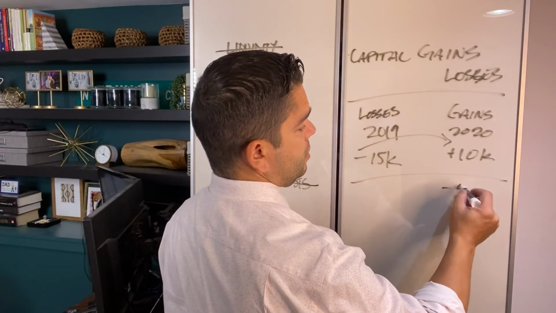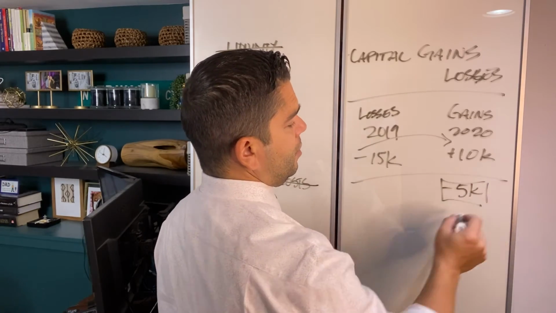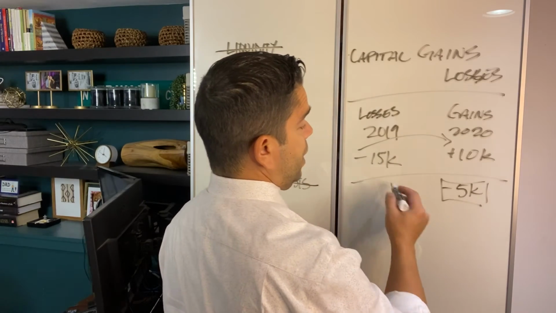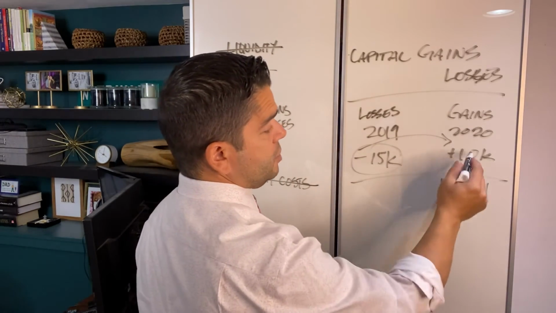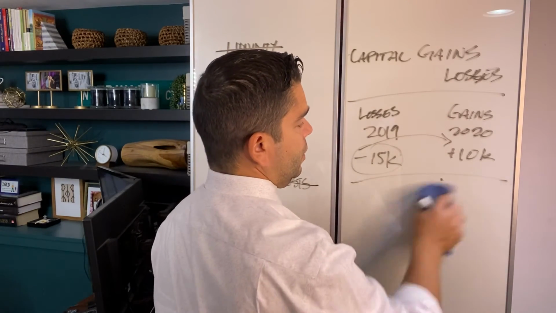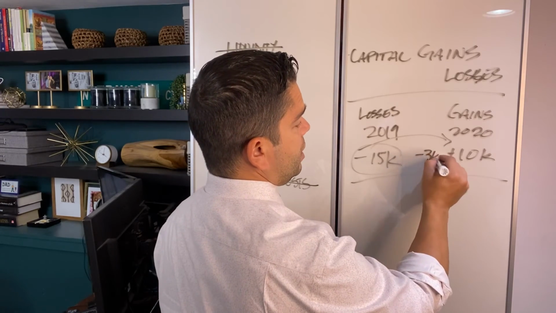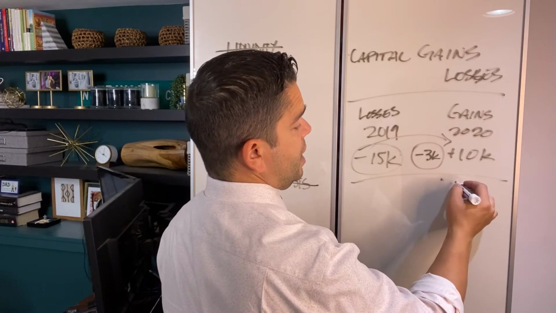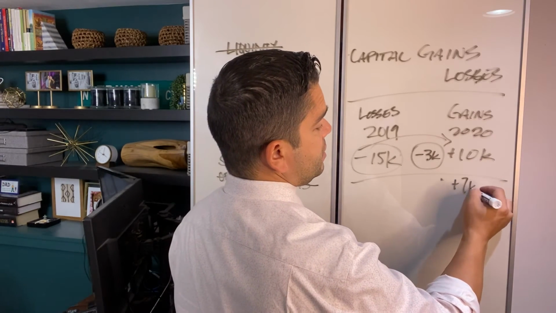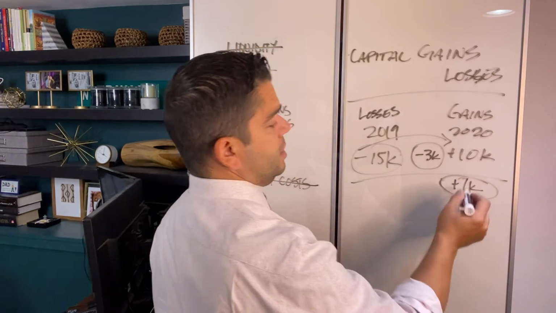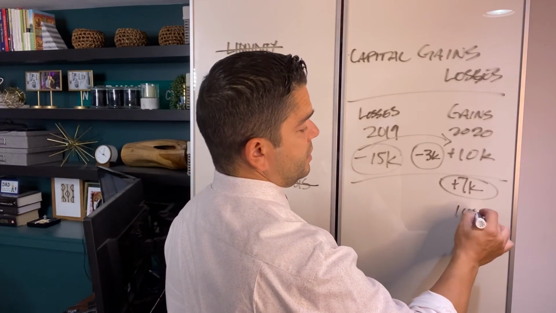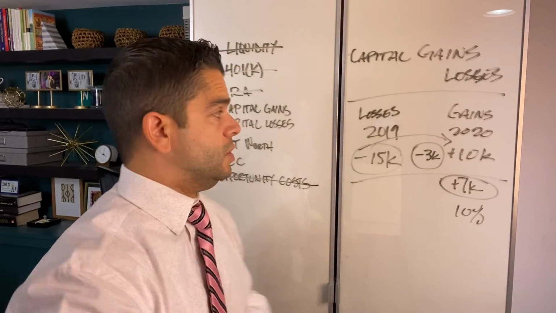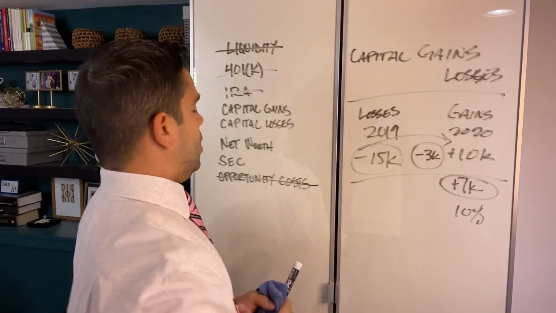So you can carry over. I believe there's a cap, so your carryover might be capped at $3,000. But if it's greater than that, at least on your $10,000, you're going to carry over negative $3K. So it's going to take your capital gains from positive $10,000 to positive $7,000. And that means that you're going to pay 10% on $7,000 versus 10% on $10,000 in capital gains. So that's how capital gains and capital losses work.